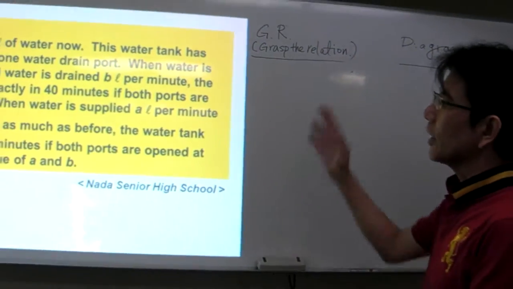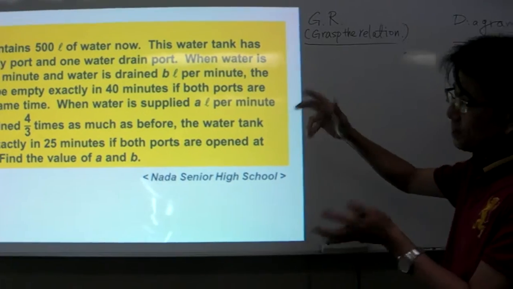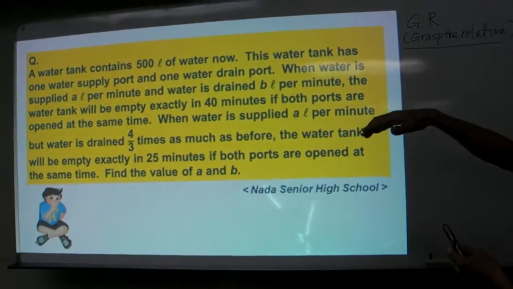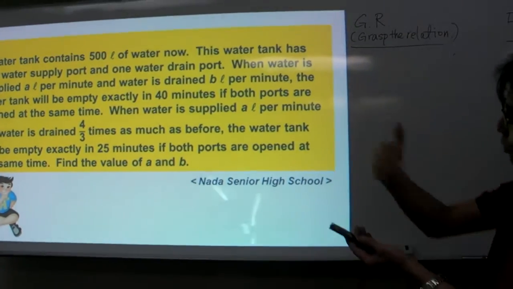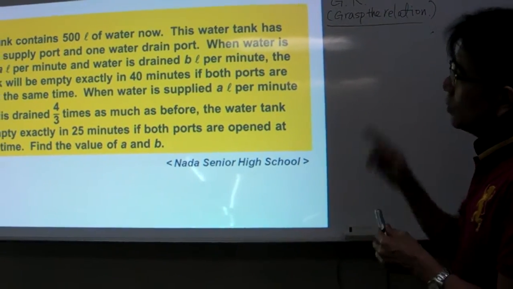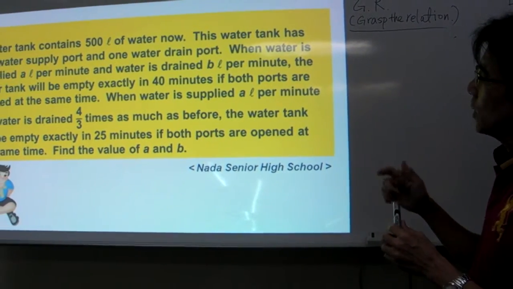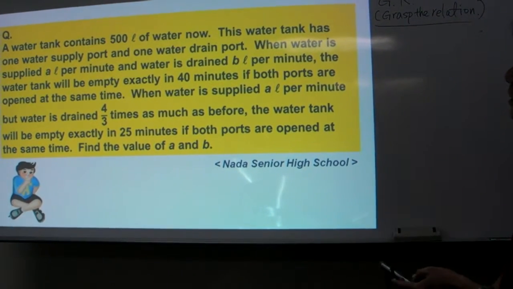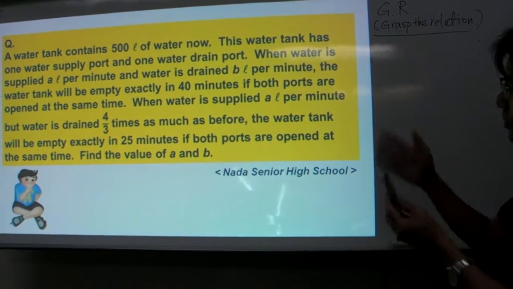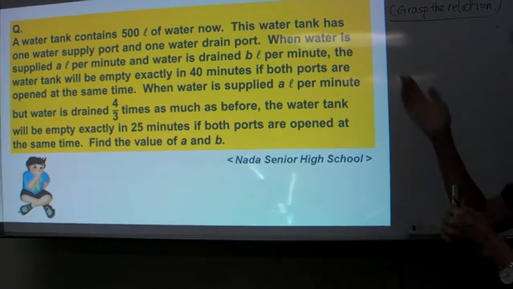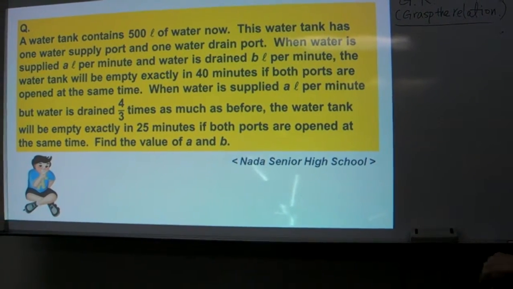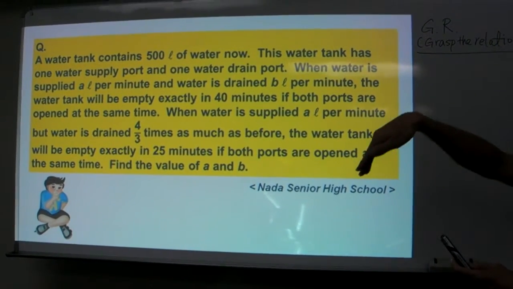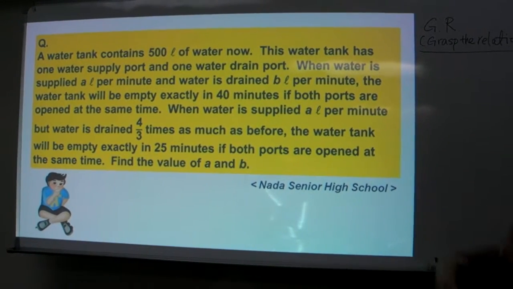But, okay, the second case: when you open the 2 ports at the same time, the supply port never changes, A liter per minute. But the flow out port flows 4/3 times as much as before per minute. So in this case, the 500 liter water will disappear in 25 minutes, faster than before. So then find the value of A and B per minute. How much water flows in per minute, and how much goes out per minute, right?